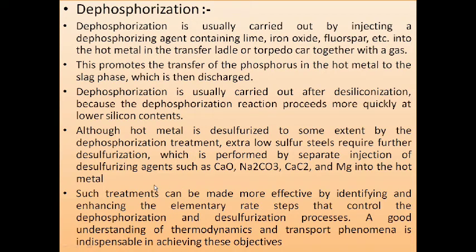Such treatments can be made more effective by identifying and enhancing the elementary steps that control the dephosphorization and desulfurization process. A good understanding of thermodynamics and transport phenomena is indispensable in achieving this objective. So the dephosphorization process is more effective with this identification, and the phosphorus is in the form of slag. The desulfurizing agents are calcium oxide, sodium carbonate, calcium carbide, and magnesium, which are added to the hot metal.